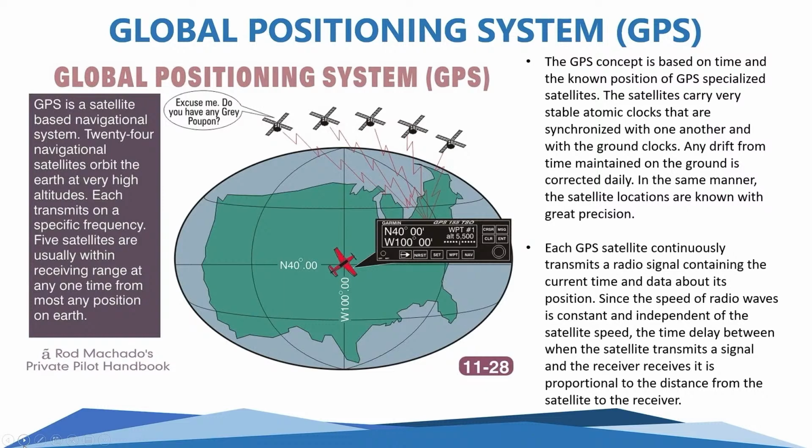Now, each GPS satellite is going to continuously transmit a radio signal, and that signal is going to contain information about the current time and data about its position. And you're going to get usually about 4 to 5 satellites that are going to send that information to the receiver in the aircraft.